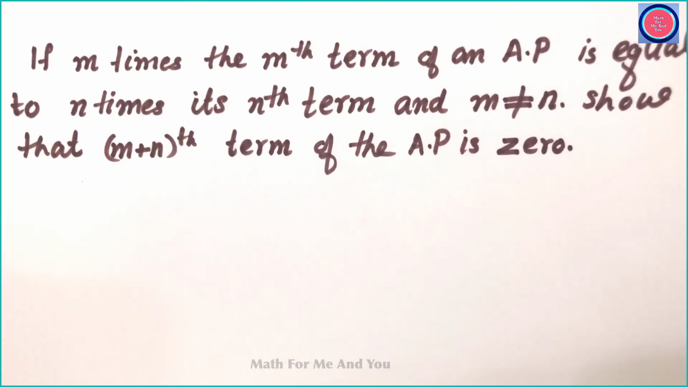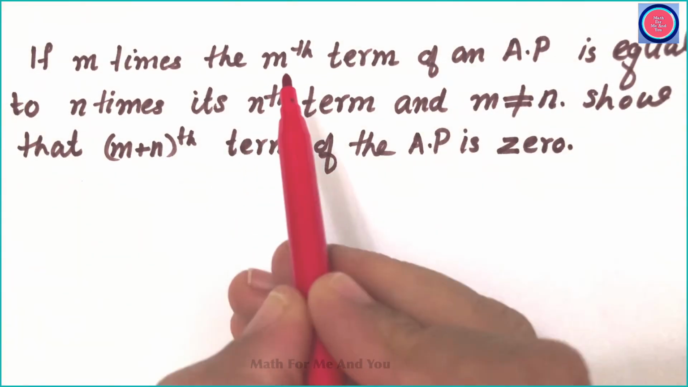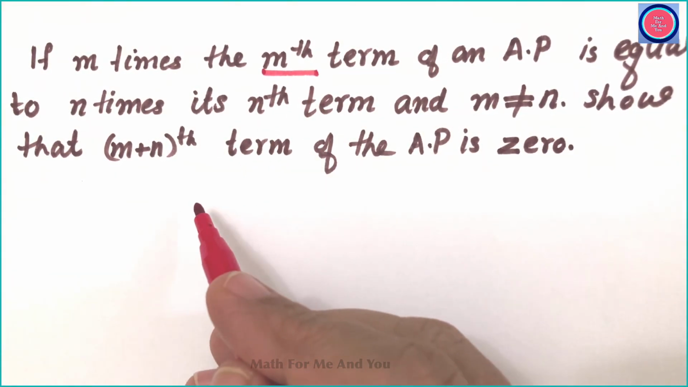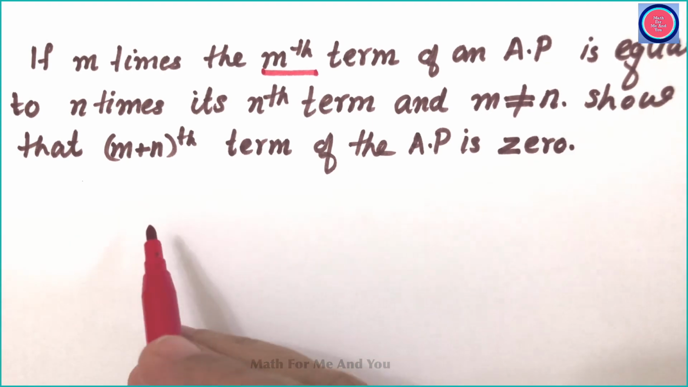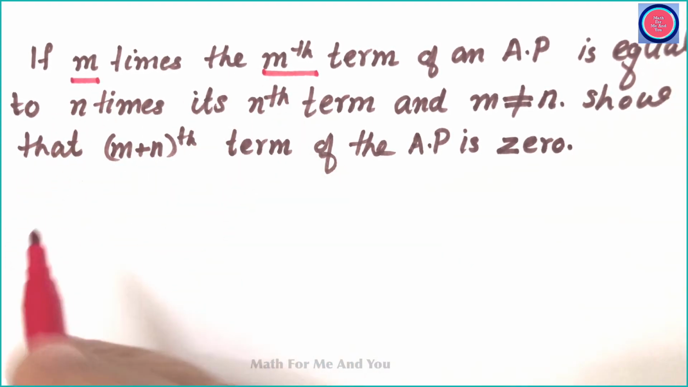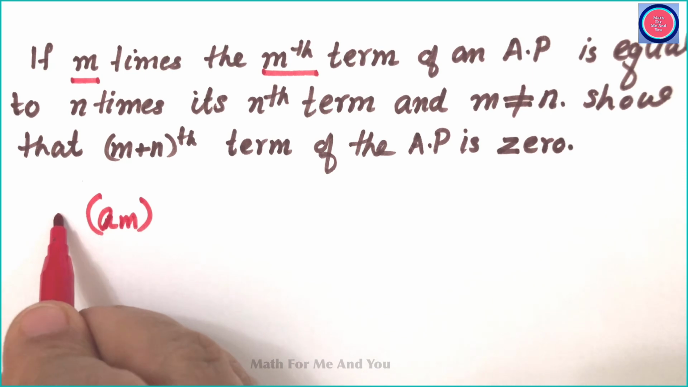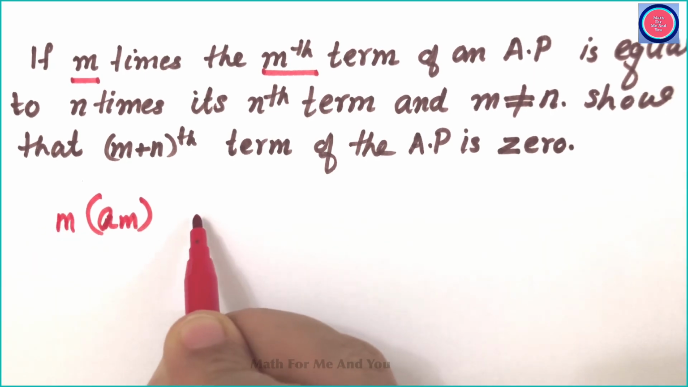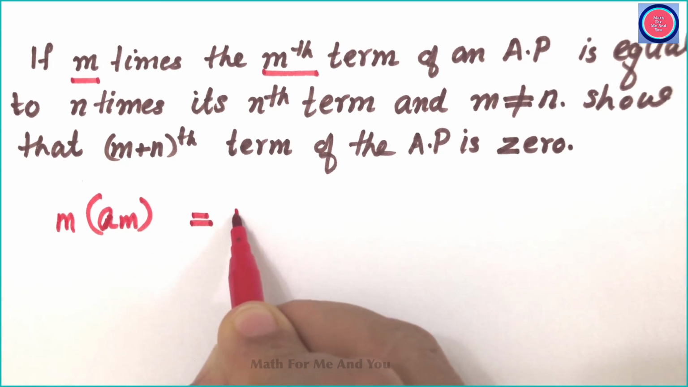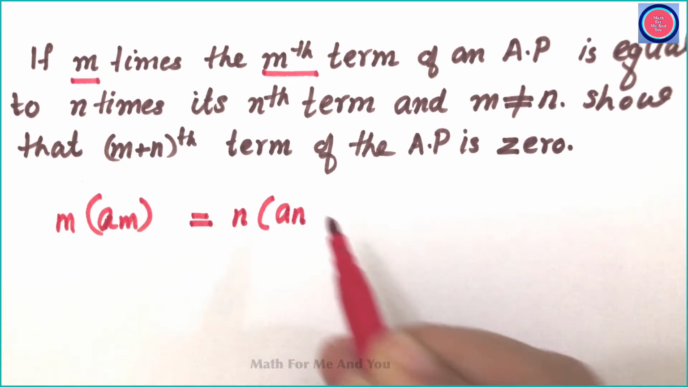Next question is a different question. If m times the mth term of an AP is equal to n times its nth term and m not equal to n, show that the (m plus n)th term of the AP is 0. Here it is given the mth term. Using the formula we can write, what is mth term? am, that is a plus (m minus 1) into d. So we have to take am and multiply with m. Keep this am in bracket, then m times am is the same or equal to n times, nth term is n times an.